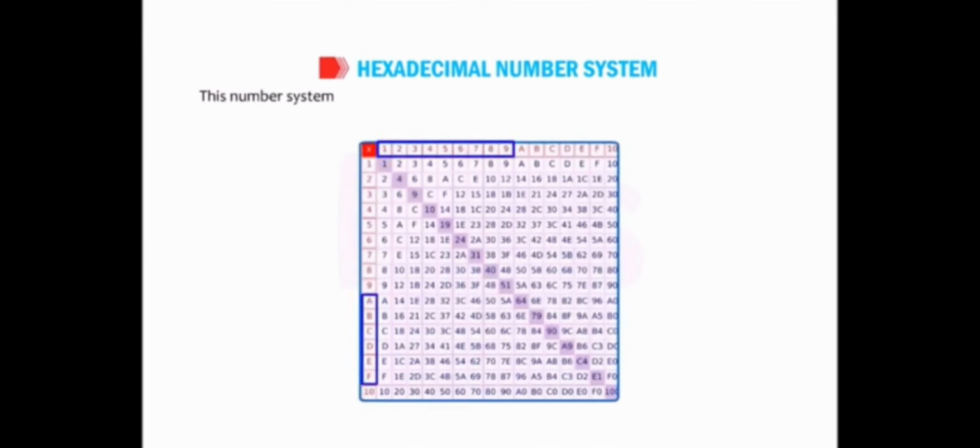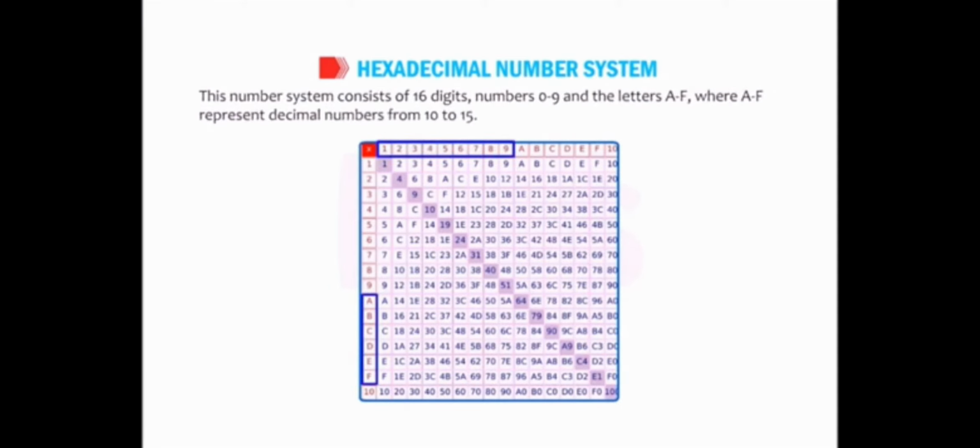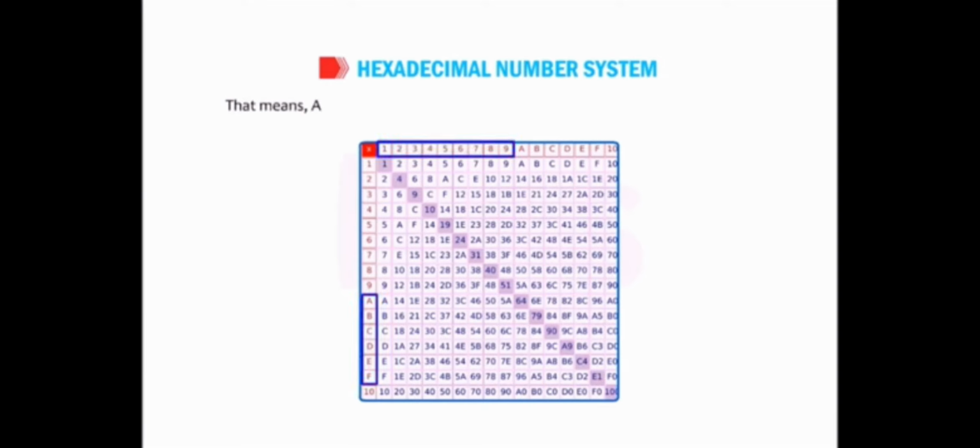This number system consists of 16 digits, numbers 0 to 9, and the letters A to F, where A to F represent decimal numbers from 10 to 15. That means A is equivalent to 10, B is equivalent to 11, C refers to 12, and so on. The base of this number system is 16. This number system is also known as hex.